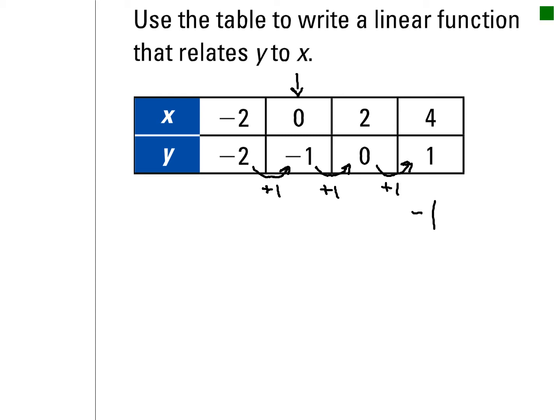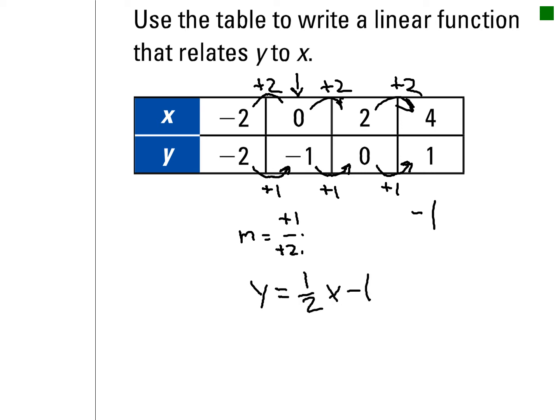The change in y is plus 1. The change in x is plus 2, plus 2, plus 2. And so the change in x is plus 2, and we've got our slope. So let's write out a linear equation. Y equals 1/2 x minus 1, and now let's write a linear function.